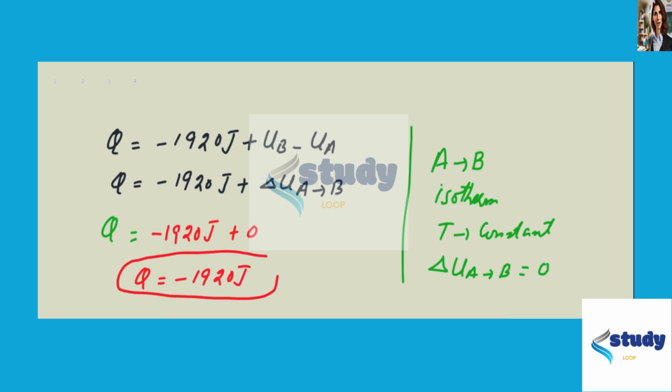So here the net heat is negative. This shows that heat flows out of the gas. That's the end of the problem.